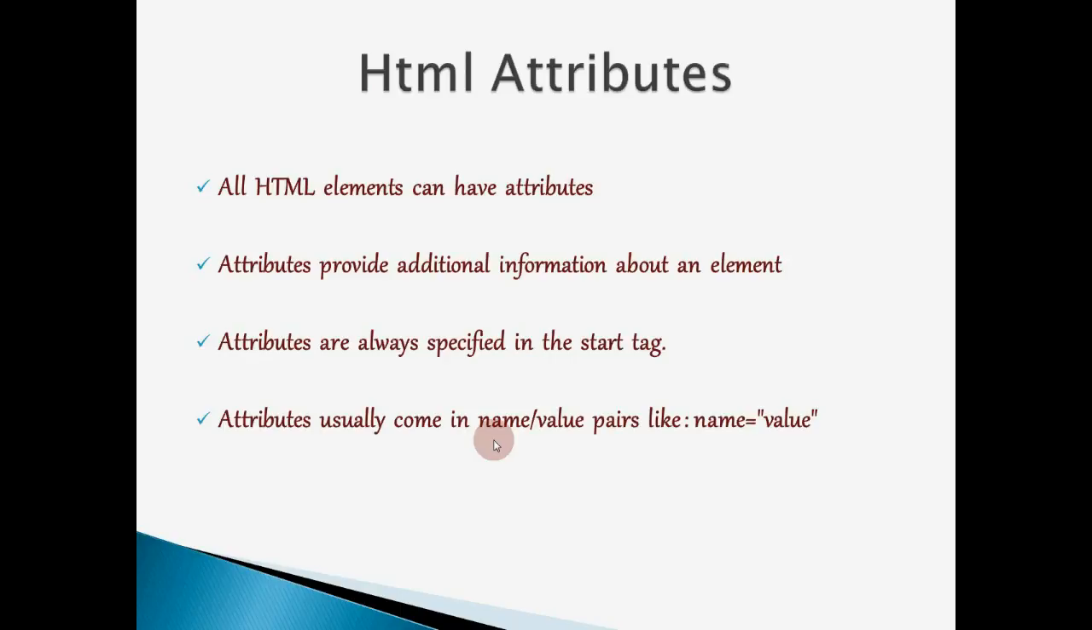Now next, HTML attributes. All HTML elements can have attributes. Attributes provide additional information about an element. Attributes are always specified in the start tag. Attributes normally come in name-value pairs. The name is the property you want to set, for example align. The value is what you want the property to be set to, for example left, right, center, etc.